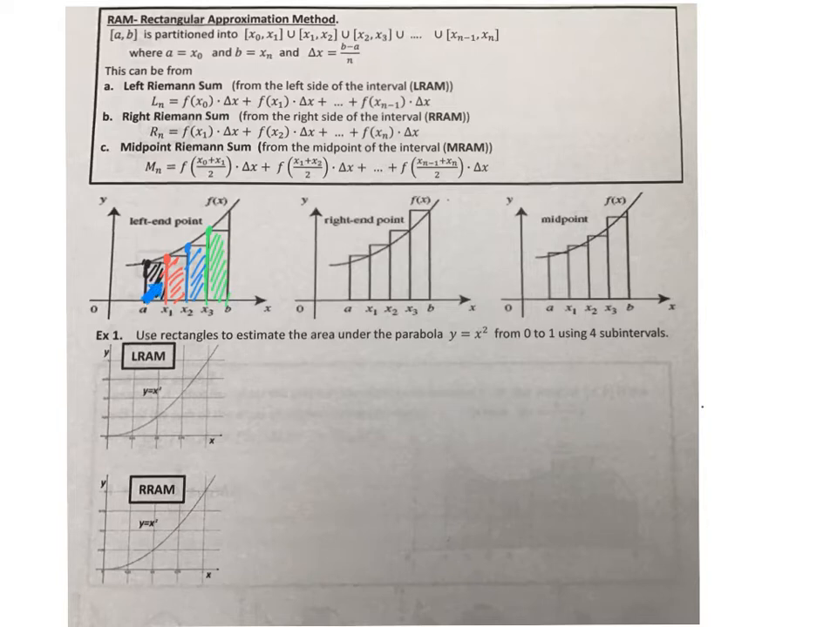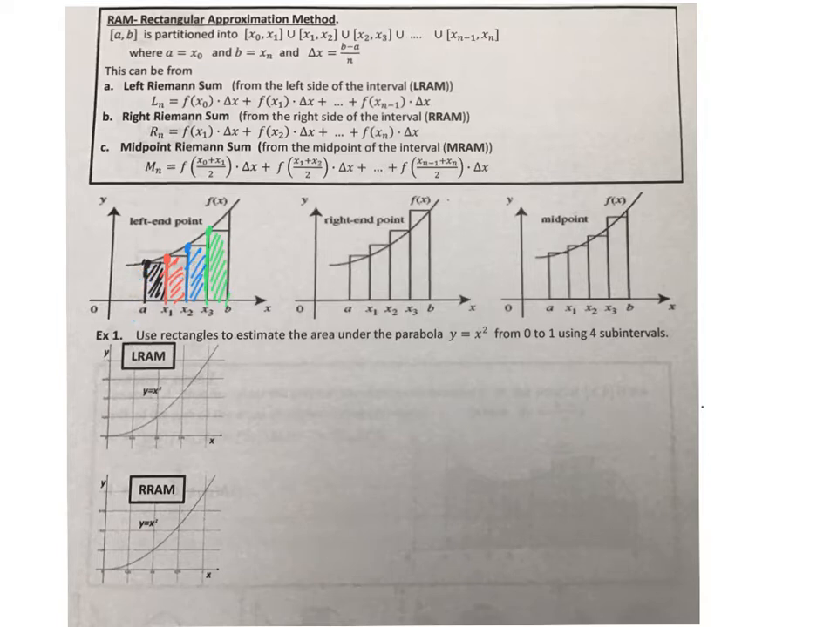Now, if we add these four rectangles up, the area is going to be a little bit less than the actual area because we are leaving out these four little triangles, these four little pieces. So this is an underestimation if we use the left endpoint.